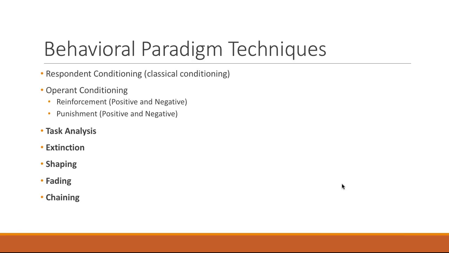Now, I'll quickly describe the rest of the common behavior techniques on this list here. Task analysis is really similar to activity analysis in that you're breaking down the steps of a task or steps of an event to understand what goes into it. Extinction is the disappearance of a previously learned behavior when the behavior is no longer reinforced.